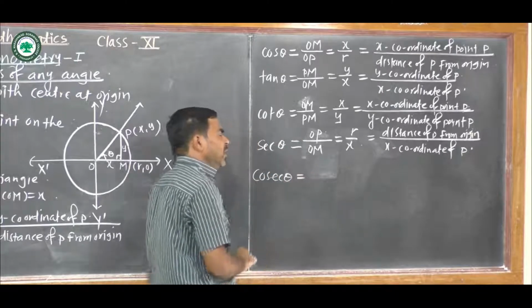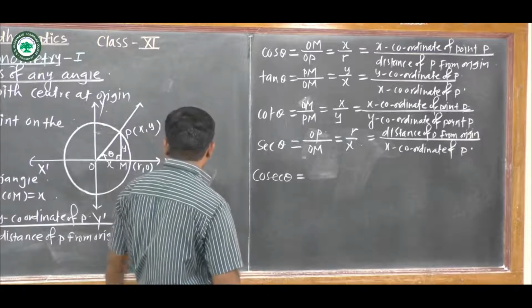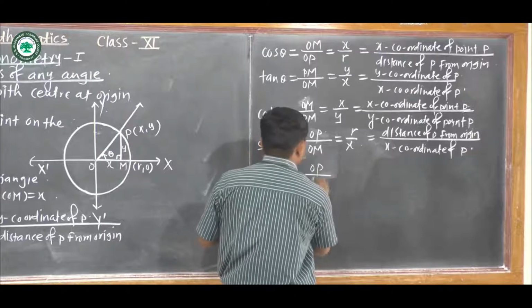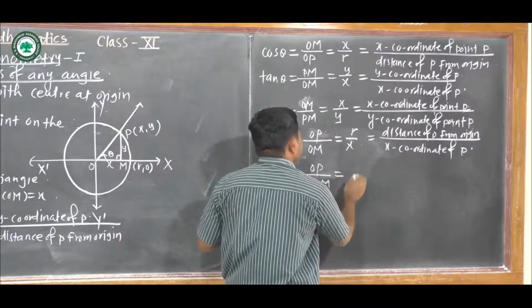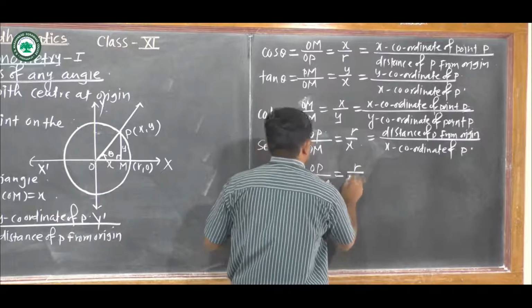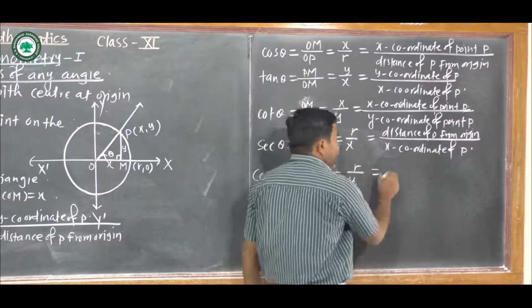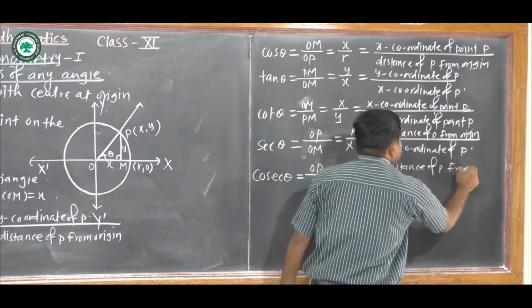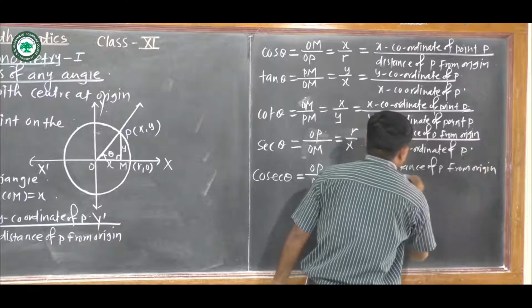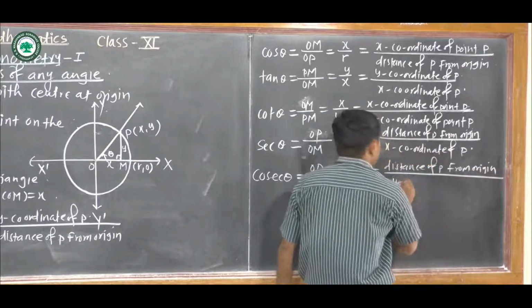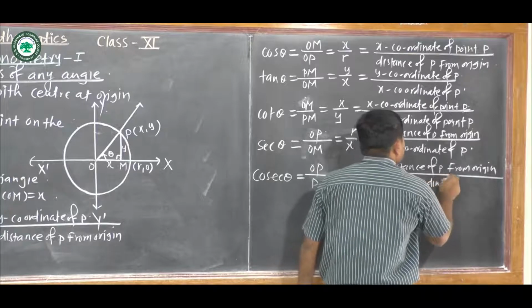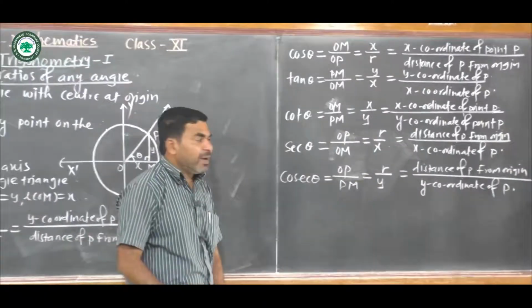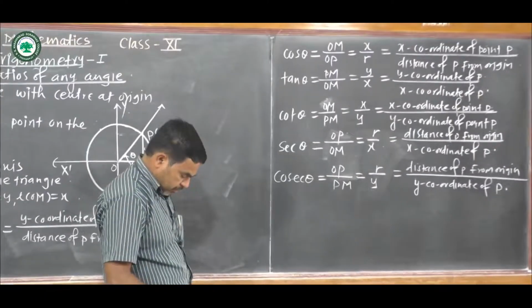Then the last ratio, that is cosec of theta. You know that cosec of theta is equal to hypotenuse divided by opposite side. Hypotenuse is OP, opposite side is PM, so OP divided by PM. Now OP is r and PM is y, so r divided by y. What is r here? Distance of P from origin divided by y coordinate of P. So in this way we can define the trigonometric ratios of any angle.